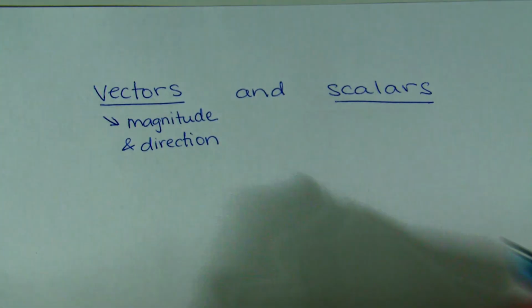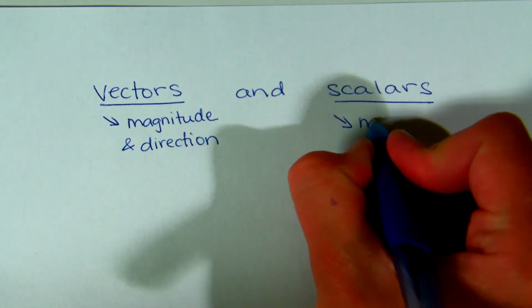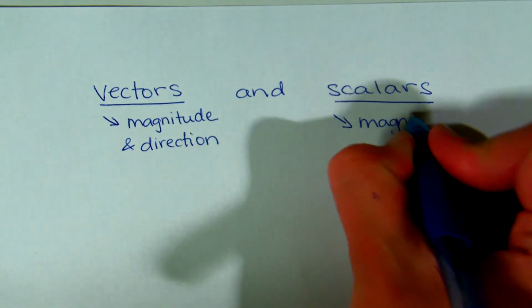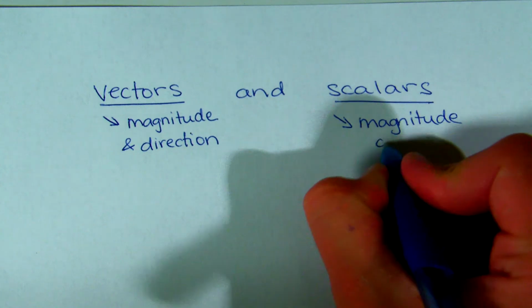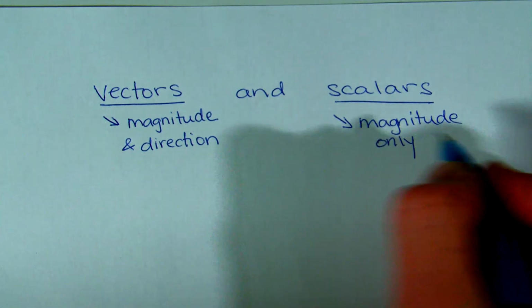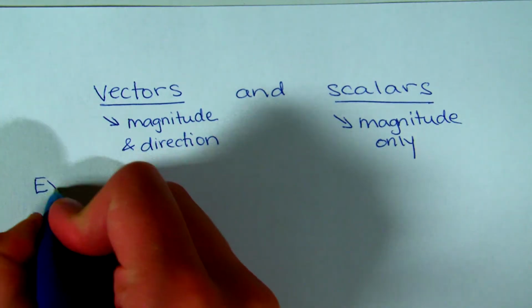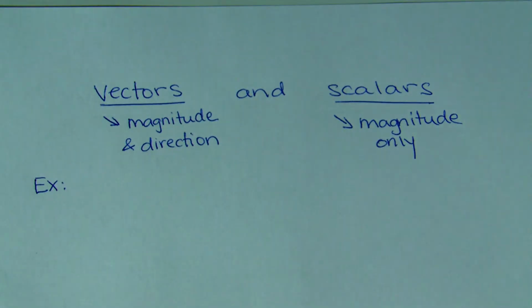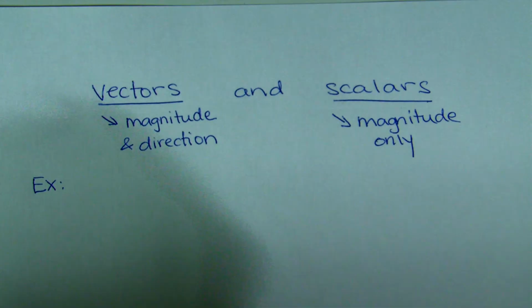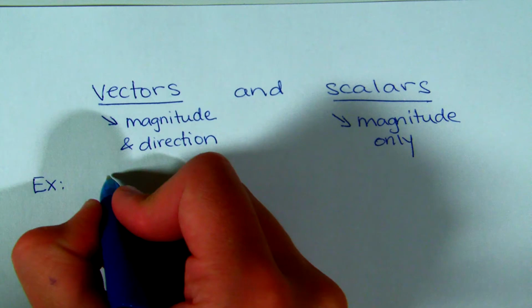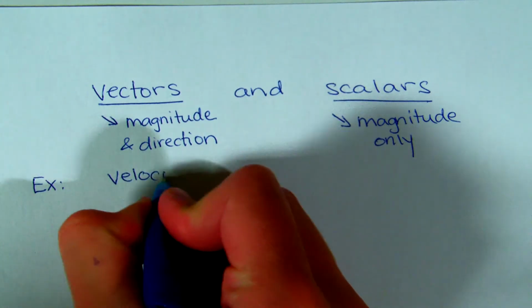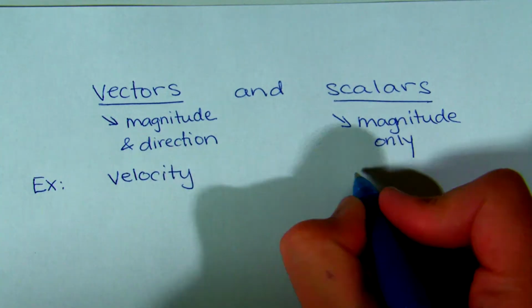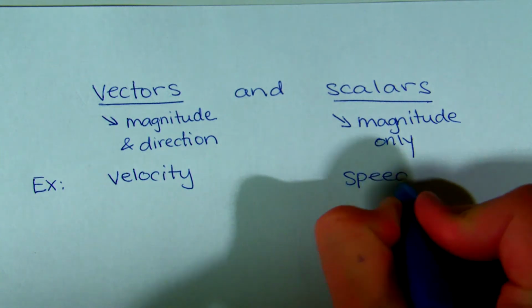A scalar, on the other hand, tells magnitude only. Let's think of some examples. The best example to illustrate this is the idea of speed as opposed to velocity. I like this one particularly because velocity is a vector, they both start with v, and speed is a scalar, they both start with s, so it can help you remember.